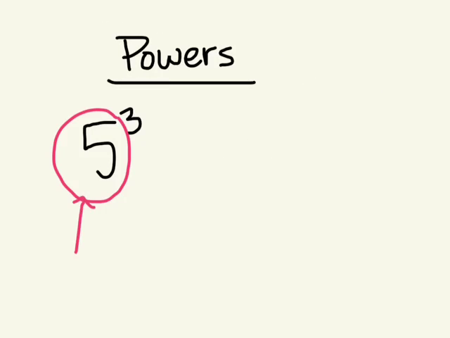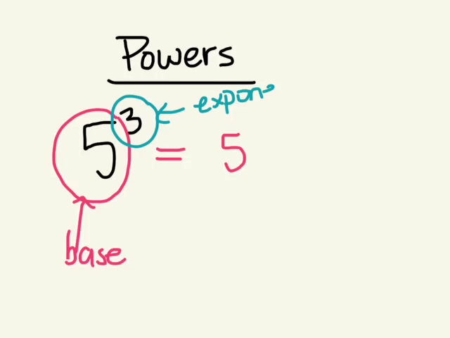This is the base. The base is the number that's being repeatedly multiplied, right? A power is repeated multiplication. So I'm going to be multiplying 5, and we look to the exponent to tell us how many times to multiply it. So I'm going to multiply the base 3 times. What's 5 times 5 times 5?